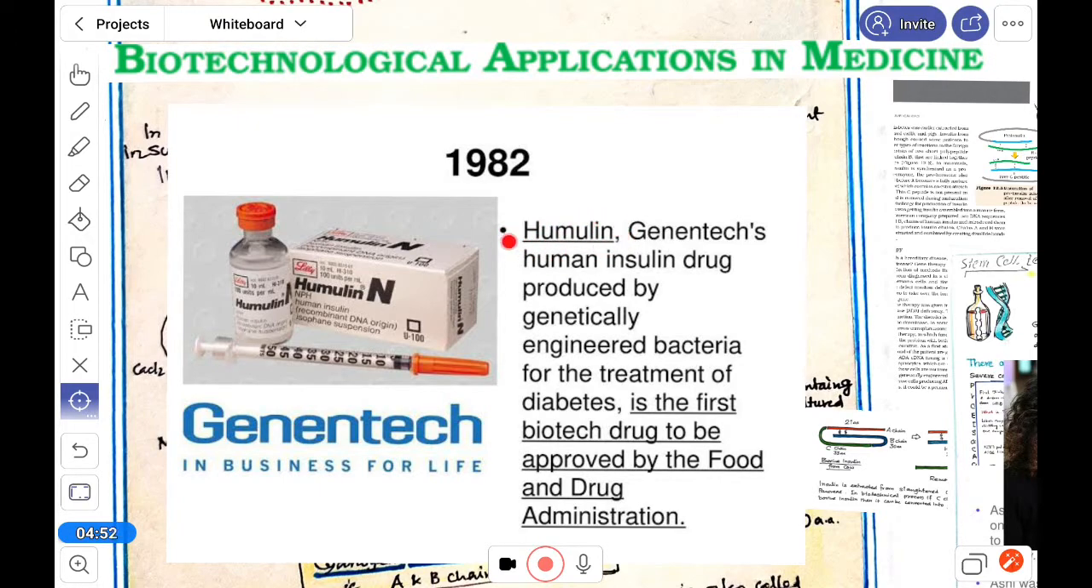They gave it the trade name, the genetic human insulin drug. It is produced by genetically engineered bacteria for treatment of diabetes, and it is the first biotech drug to be approved by the Food and Drug Administration. Just know that this first biotech drug is human insulin.